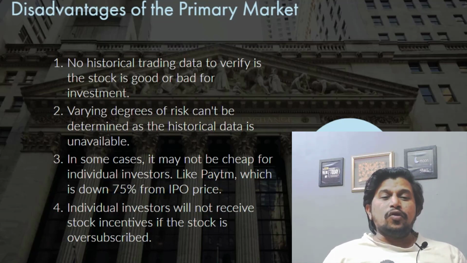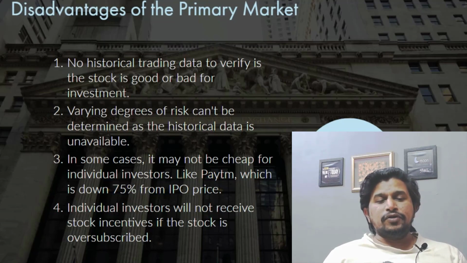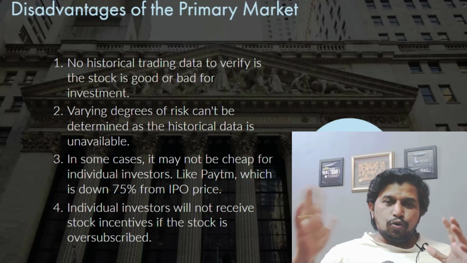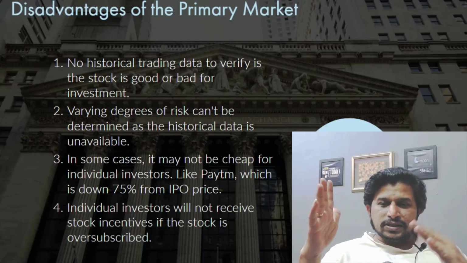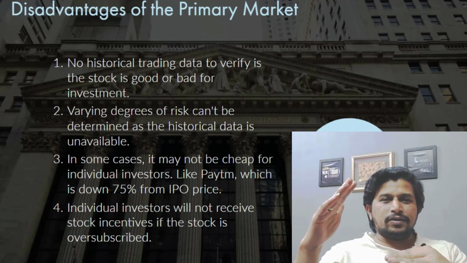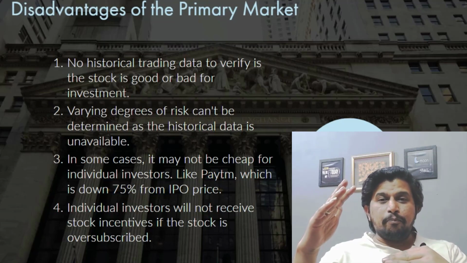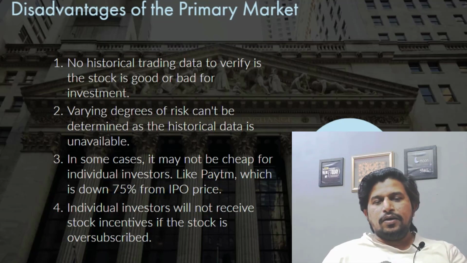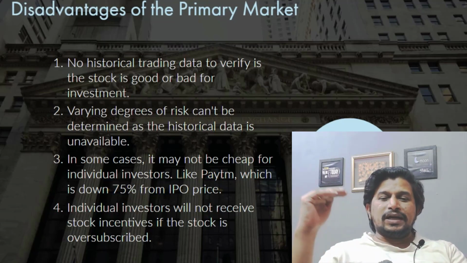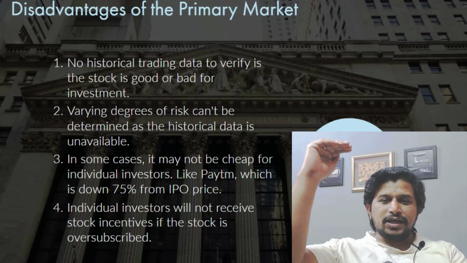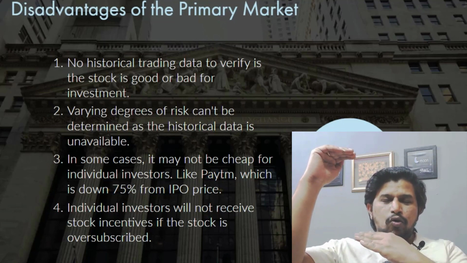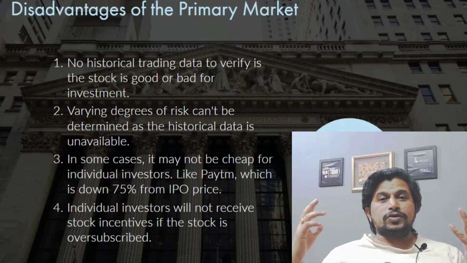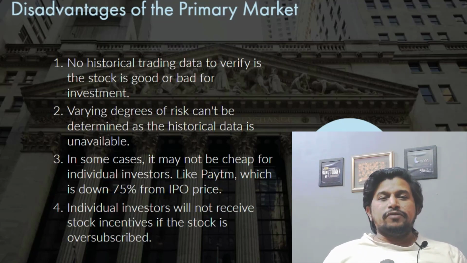In some cases, it may not be cheap for an individual investor, like Paytm, which was listed somewhere around 2,200 rupees and now is around 500 or 470 rupees. That's really bad for an investor, right? So it's possible that the higher the price, after listing it may go really low, so the losses may be higher. Individual investors will not receive the stock allotment if the stock is oversubscribed.